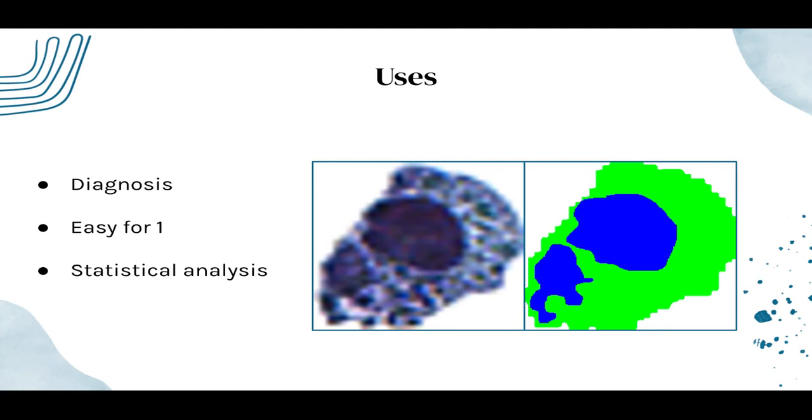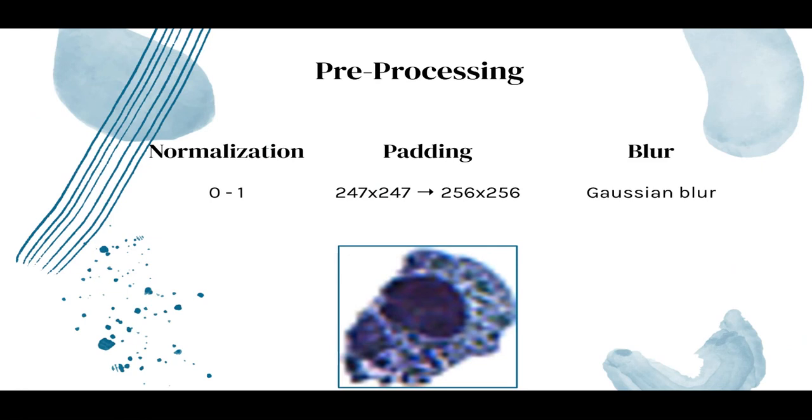But the problem with this is that you'd have to manually make a segmentation mask for every single cell, and that would just take way too long. And because of that, we're going to use UNets to actually make the segmentation masks. But the first step is pre-processing the image.